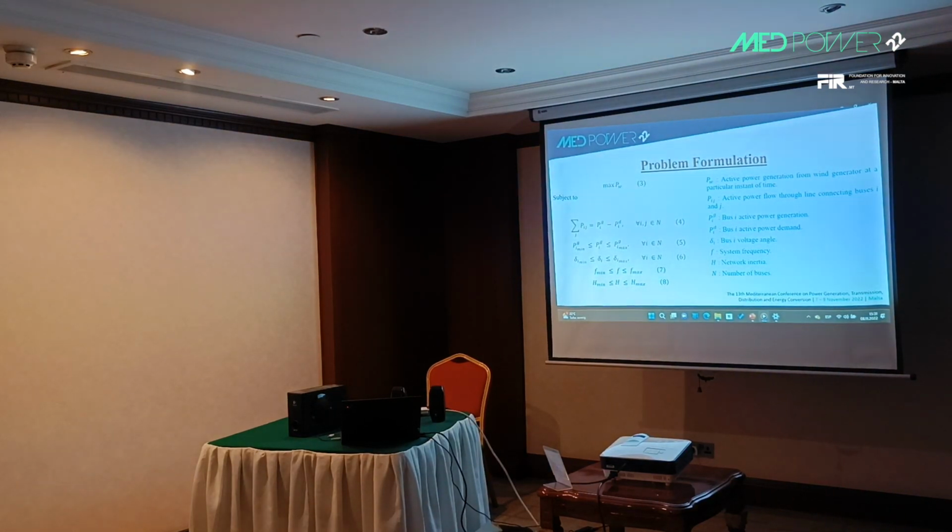Here, Pij is the active power flow through the line connecting buses i and j. Pig is the bus i active power generation. Similarly, Pid is the bus i active power demand. H is the network inertia, N is the number of buses.